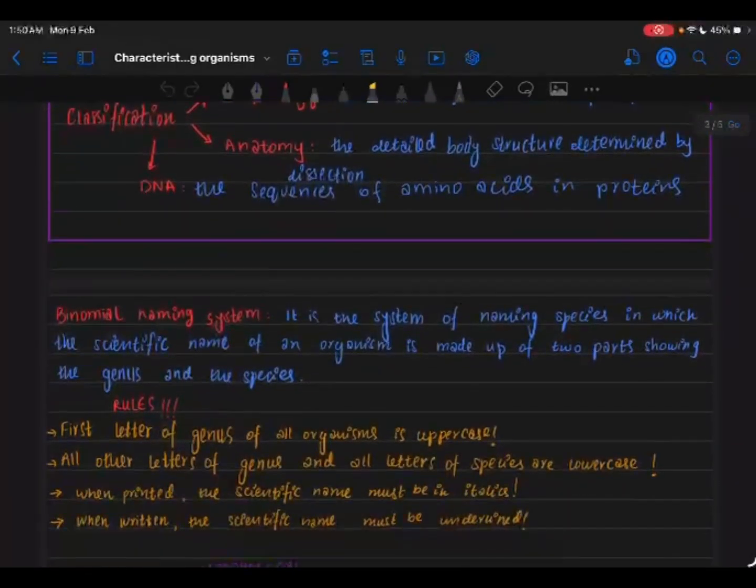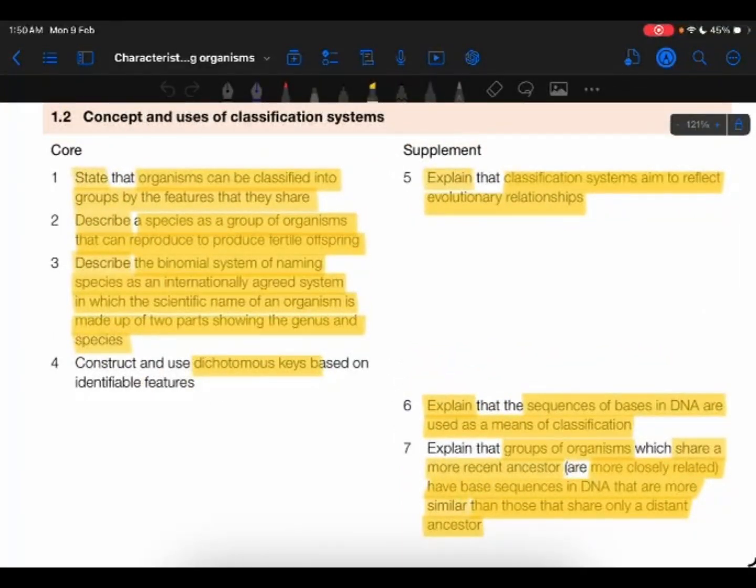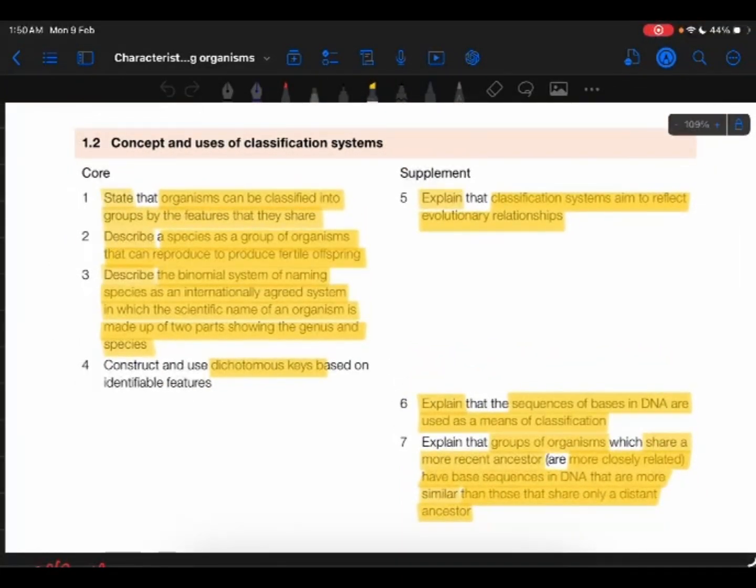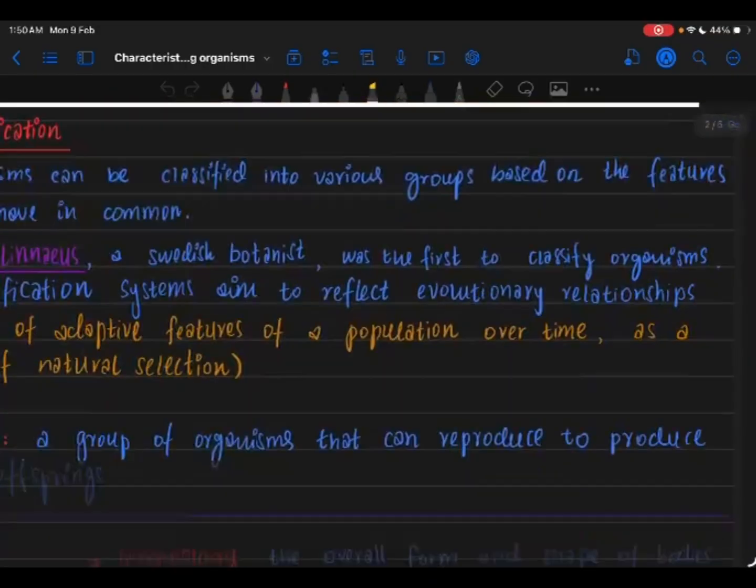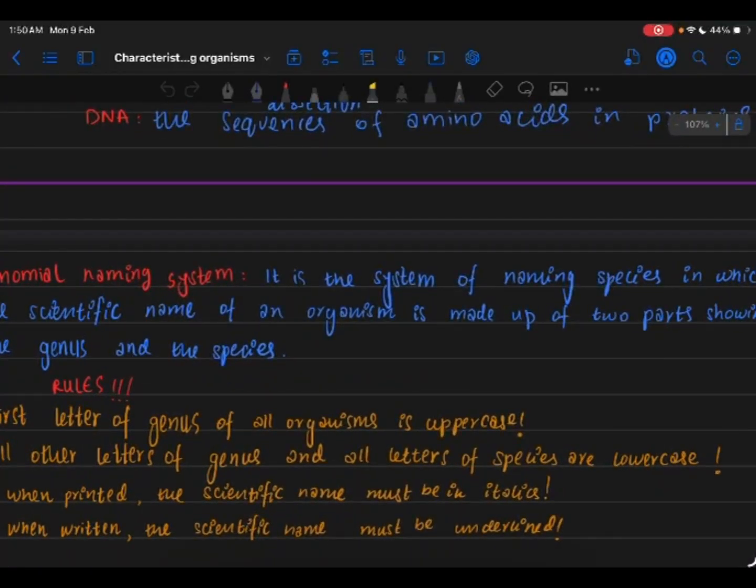Basically, the binomial system, as it was mentioned in the syllabus outline, is an internationally agreed upon system in which the scientific name of an organism is made up of two parts. These two parts are the genus of the organism and the species of the organism. Genus and species are part of a much bigger hierarchy that we're going to study in this chapter as well. But for now, you need to know that in a binomial name, or scientific name, the genus comes before the species.